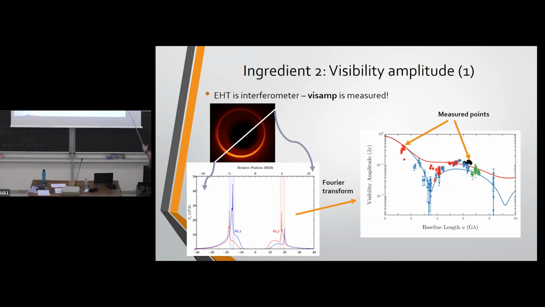And the actual measured points, the things that the EHT measures, are exactly these dots here, right? These red, blue, there's also some green and black dots right there. So those are the things that the EHT measures. And so if you want to stare at images and ask yourself, is this an image of a black hole or not?